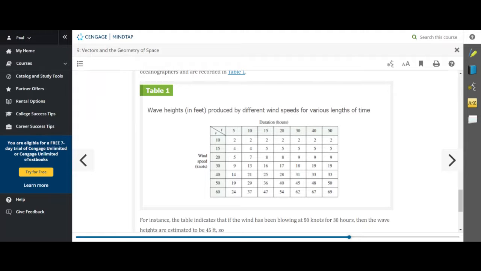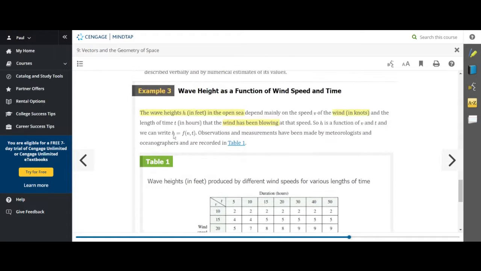That's right. And we can also study the table vertically. Let's say that the duration is 10 hours, t equals 10. If t equals 10 hours and the wind speed is 40 knots, what's the wave height equal to? 21 feet.